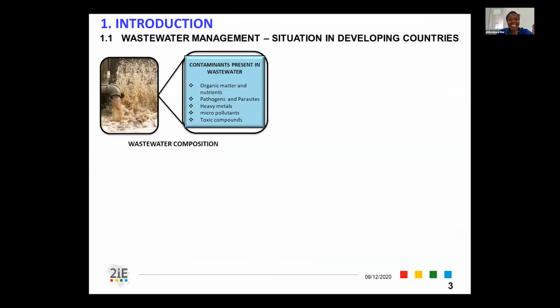Water is a basic necessity for living organisms. As human beings, we depend on water to grow food through agricultural activities. We also use water in the industries, and domestically, we use water to wash, to cook, and to clean. As population increases, water demand and consumption increases, and wastewater generation also increases.